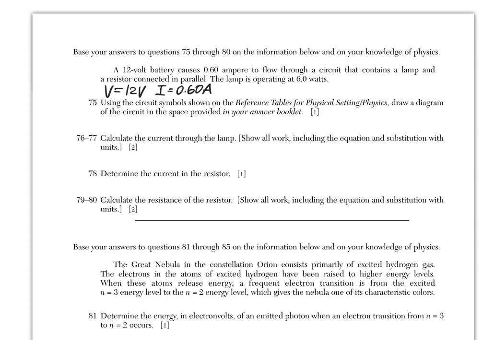It flows through a circuit. It has a lamp and a resistor connected in parallel. The lamp is operating at 6 watts. So I'll write, what do we have? A lamp and a resistor. So we'll say P1 is 6 watts. And in fact, the 12-volt battery, that's going to be V total.